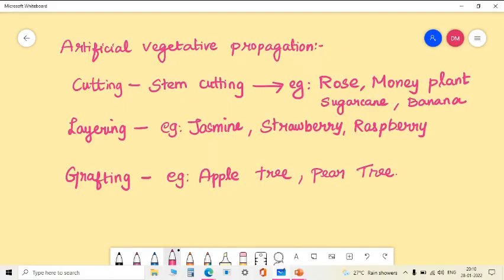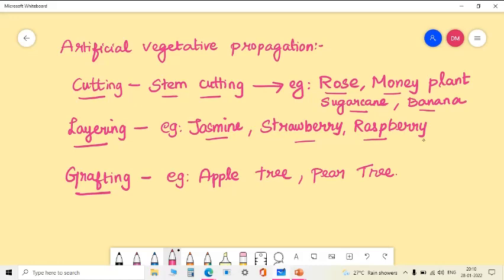So, coming to artificial vegetative propagation, first one is cutting, layering, and grafting. Cutting is where you remove a part of the stem with nodal region and transfer it to new soil. Example: rose, money plant, sugarcane, and banana can be propagated by this technique, followed by layering. Layering is where you bend a flexible stem portion of the main plant and allow it to form root structures where it is dug into the soil, and that would develop into a new plant. This technique can be used to propagate jasmine, strawberry, raspberry, etc.